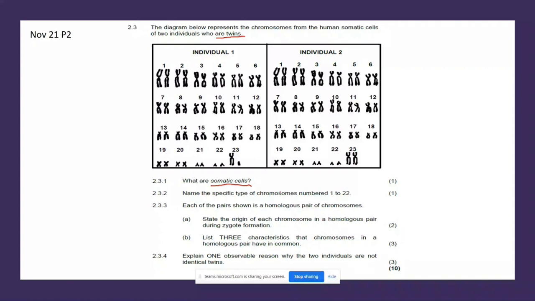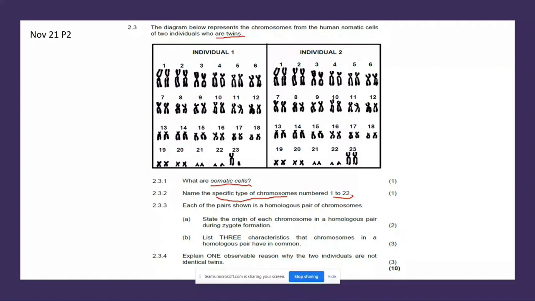Name the specific type of chromosomes numbered 1 to 22. The first 22 pairs, we just did it now, before that, are referred to as my autosomes. Each of the pairs shown is a homologous pair of chromosomes. So there you can see, let's look at chromosome pair 1. Those two are exactly the same size, they're the same shape, and they carry genes for the same characteristic.